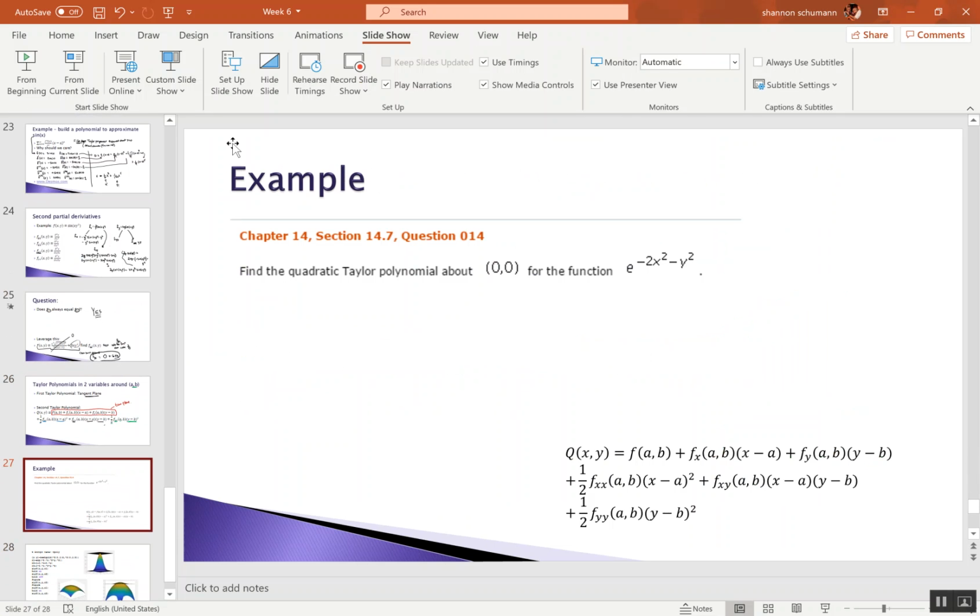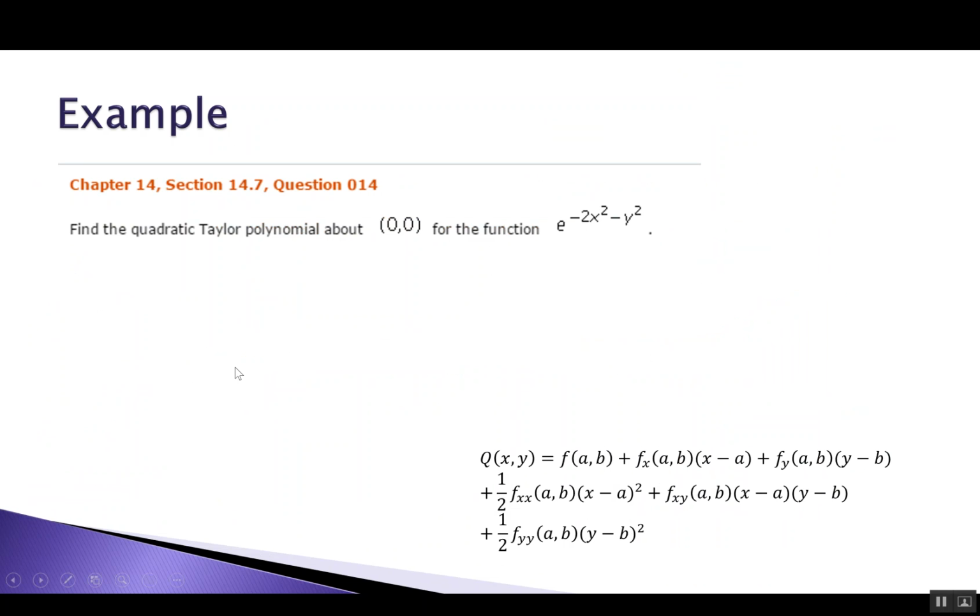So let's look at an example. We're going to find the quadratic Taylor polynomial about 0, 0. Quadratic because I have quadratics. Second degree is my highest degree. So that's my a and that's my b. And my function is z equals e to the negative 2x squared minus y squared.